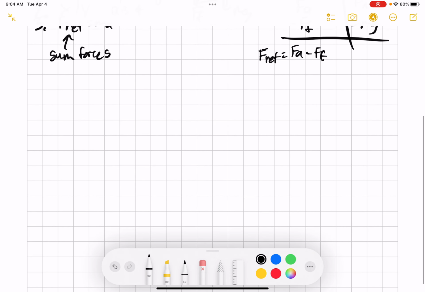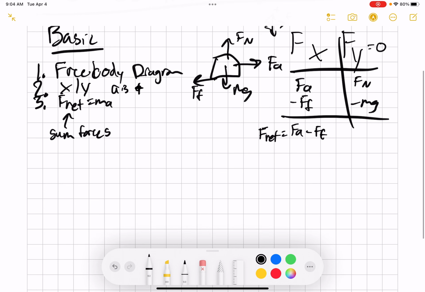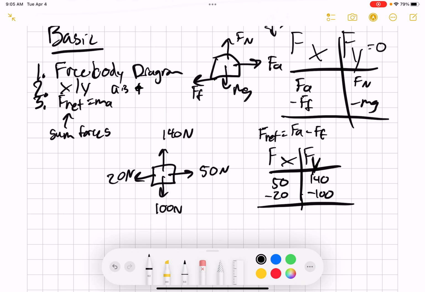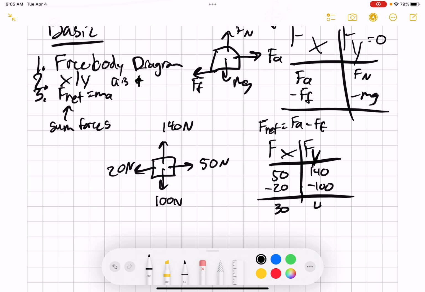So one last thing to remember about your Fnet is that if we are given something where we have, well, let me go ahead and I'll give you an example. So I got something like this. I'll have 100 newtons, 140 newtons, 50 newtons, and 20 newtons, okay? So I already got the free body diagram because that's my free body diagram, so I'll make an XY chart. So in the X direction, I have a positive 50 and a minus 20, okay? And then in the Y direction, I have a 140 minus 100. So my total in the X direction is 30, my total in the Y direction is 40.